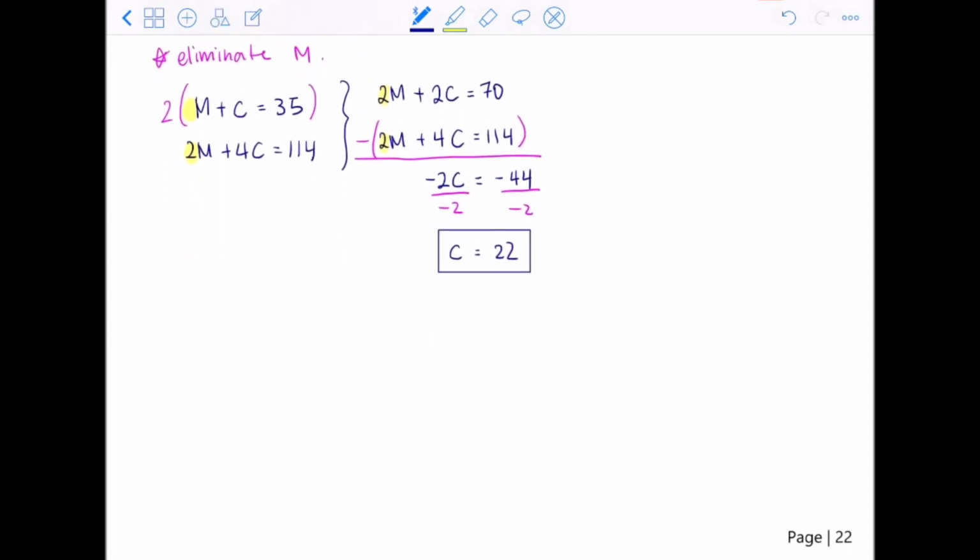Right? And then the next step would be subbing back into the original equation. So I'll sub into equation 1. So our equation 1 is this. I'm going to sub that c equals 22 into our equation here. All right, let's isolate m by taking away 22 on both sides. We have m equals 13.